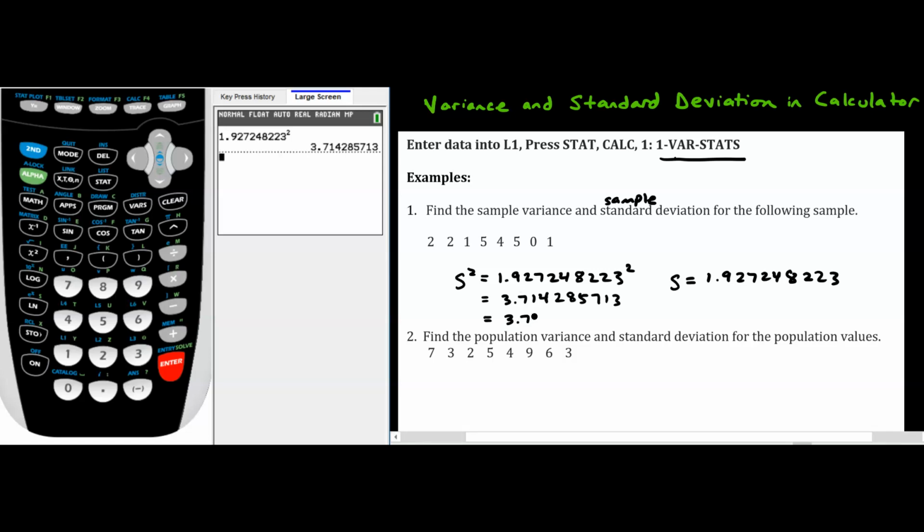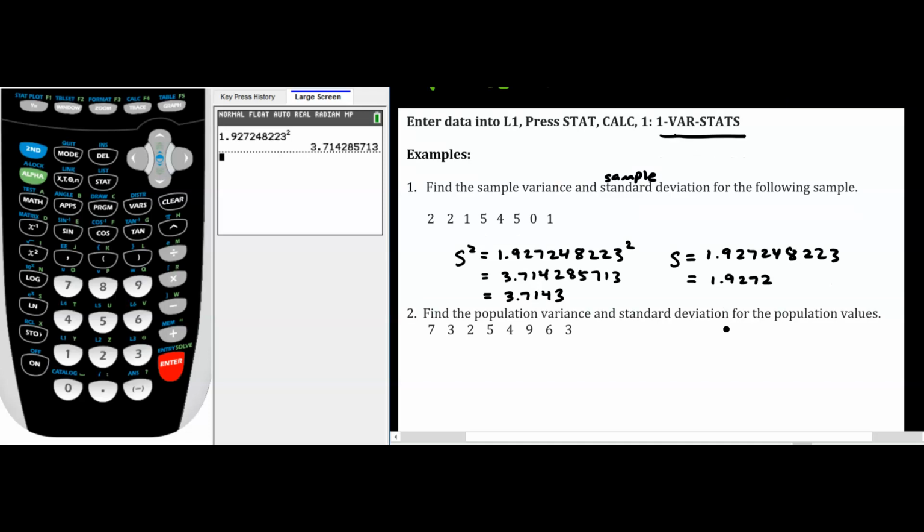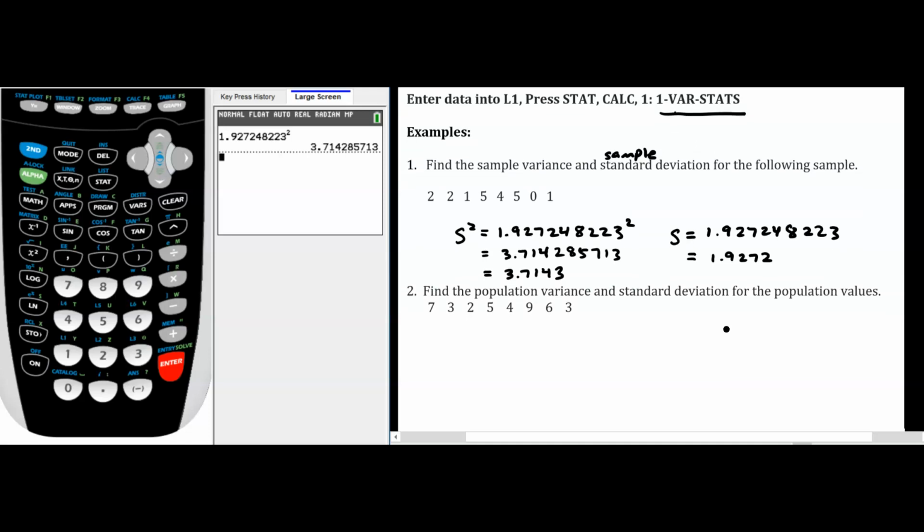So to 4 decimal places, this one would be a sample variance of 3.7143, and the sample standard deviation would be 1.9272. Okay, let's take a look at another example. This one says find the population variance and standard deviation for the following population values.